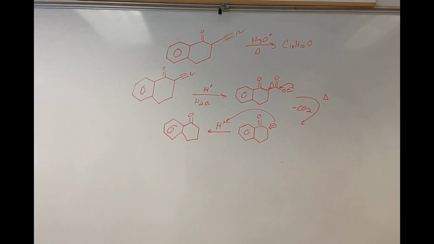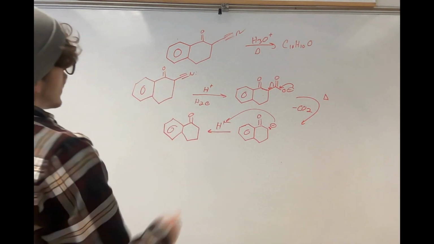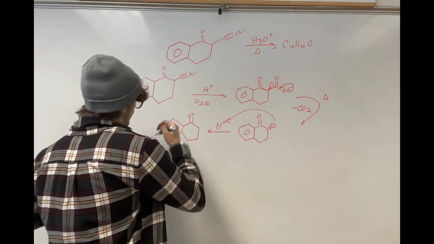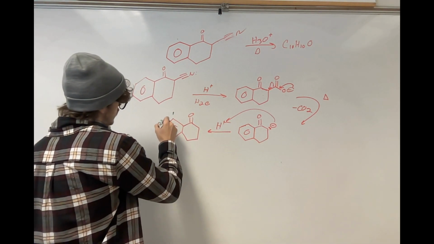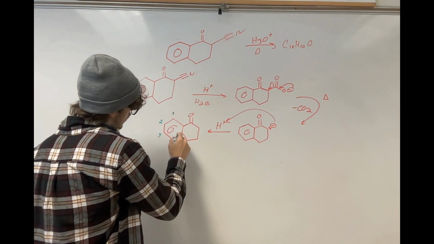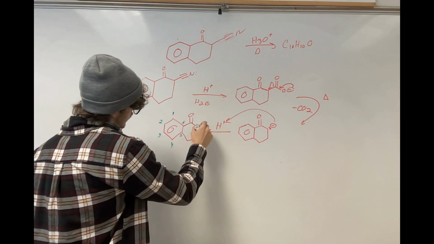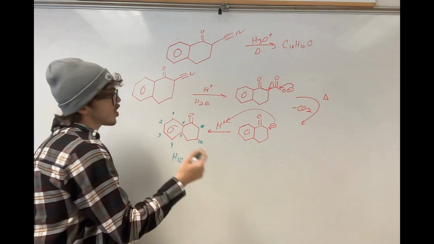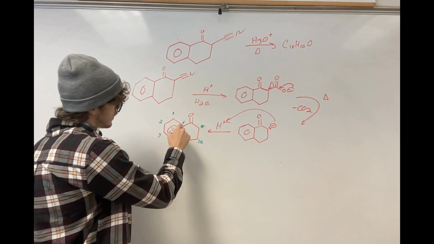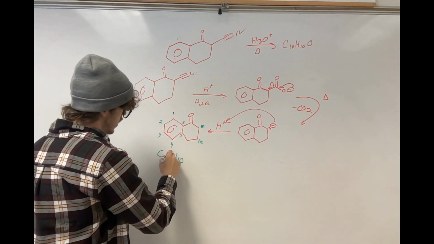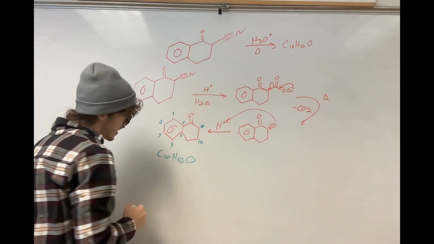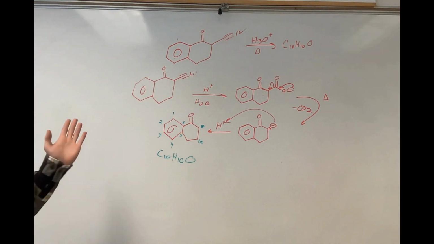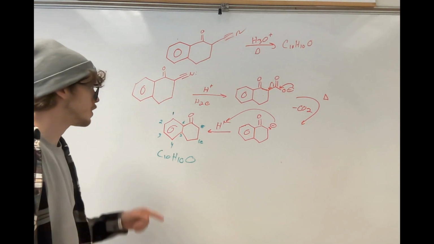Kind of a simple one, but just to confirm, let's count our hydrogens. Let's see. We have one carbon here. We have 2, 3, 4, 5, 6, 7, 8, 9, 10. Okay, so we have H10. How many carbons do we have? 1, 2, 3, 4, 5, 6, 7, 8, 9, 10. C10, and then we have one oxygen. And that there, guys, is the product. I checked this with the solution in the back of the book. This is what you get.